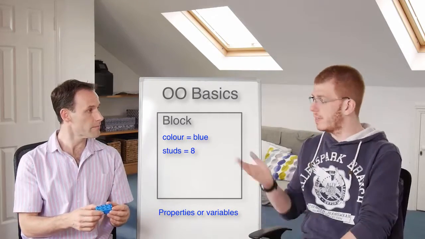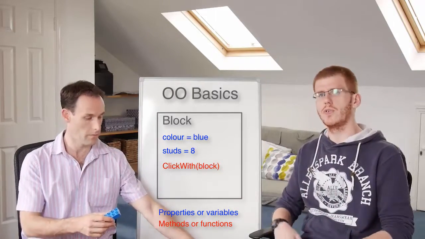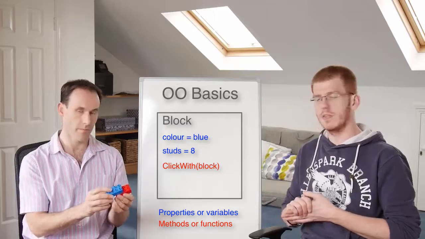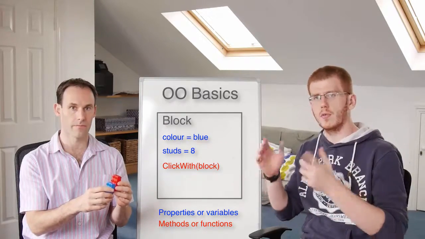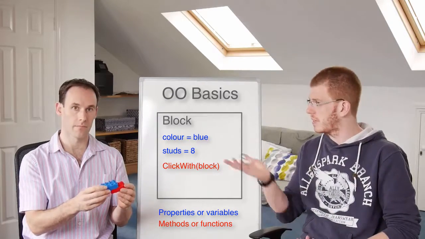Yeah, so for example, this particular Lego block would have a click method where you click it with something else. So in Unity, you've used methods and functions already, and you could simply say click with this block, and the function would be click with, and then you would pass in another block. That would be an example of a method on that particular object.